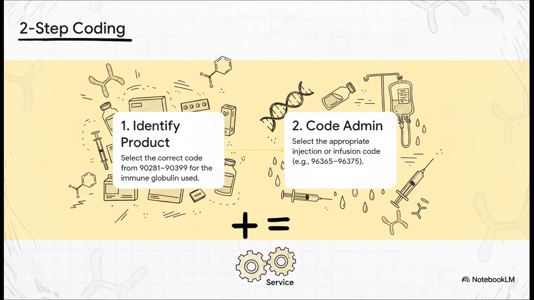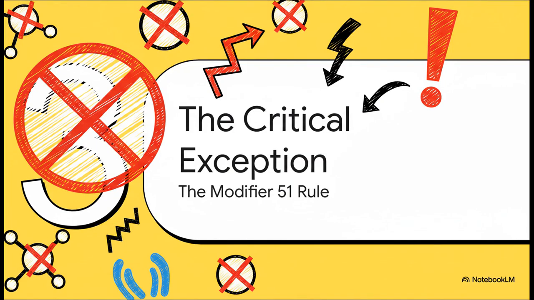So it just boils down to this easy two-step dance, every single time. Step 1, figure out the product and grab its code from that 90281 range. Step 2, figure out how it was given, the administration, and grab that code. Product plus service. That's the rhythm you need to remember. Okay, so you've got the main rule. Now it's time for the curveball. This is a mistake I see all the time, but it's so easy to avoid once you know what you're looking for. This next part is all about what not to do.